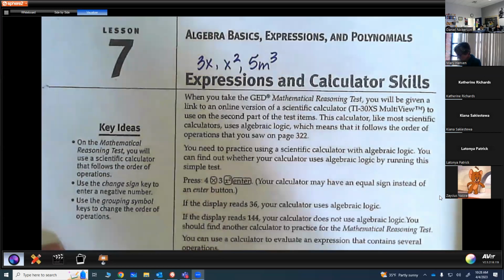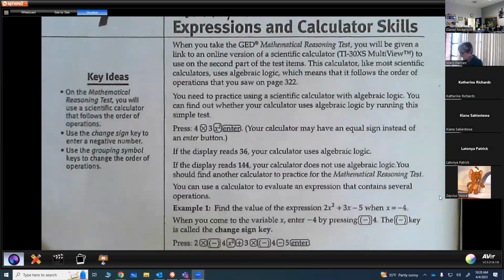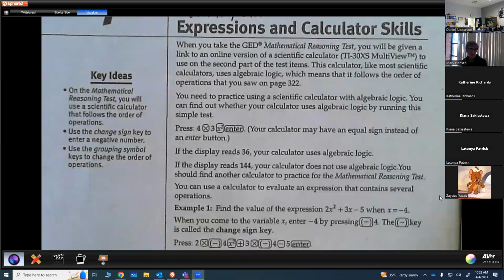What we're going to be doing is making sure we understand how to put those kinds of expressions into the calculator. Because if you recall, the first section of the test has 5 questions that you cannot use the calculator on.